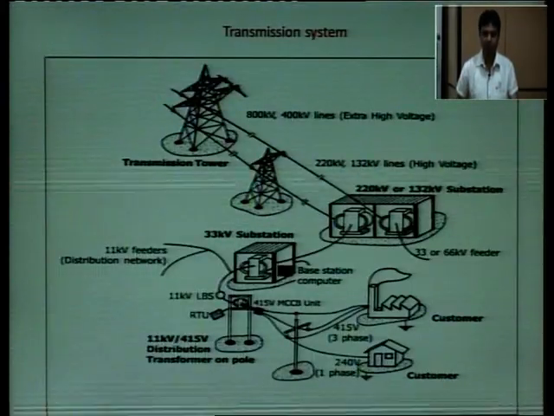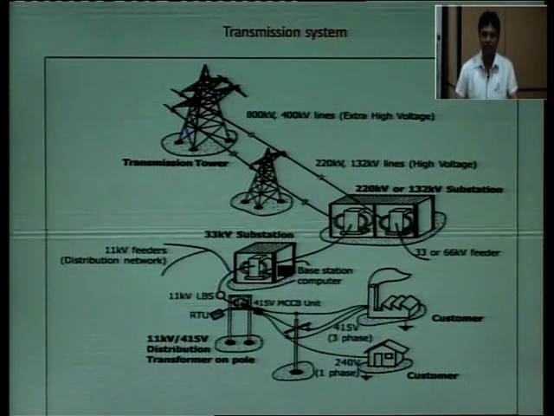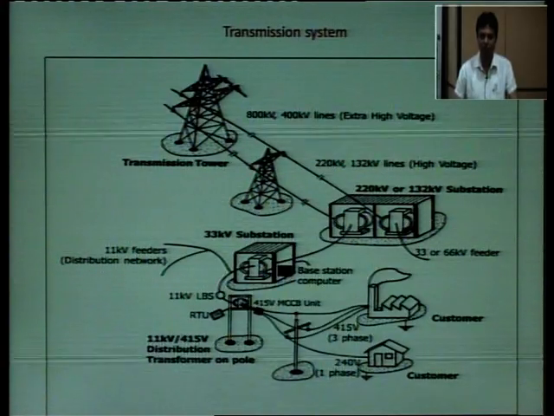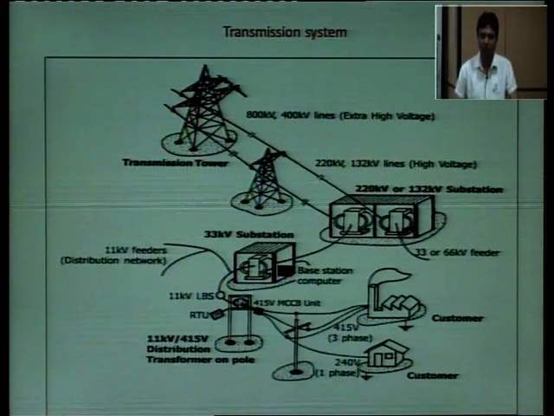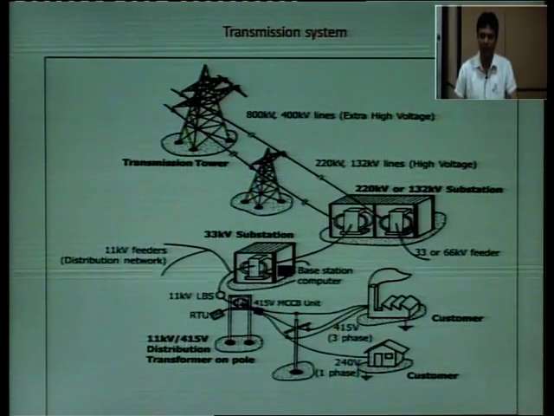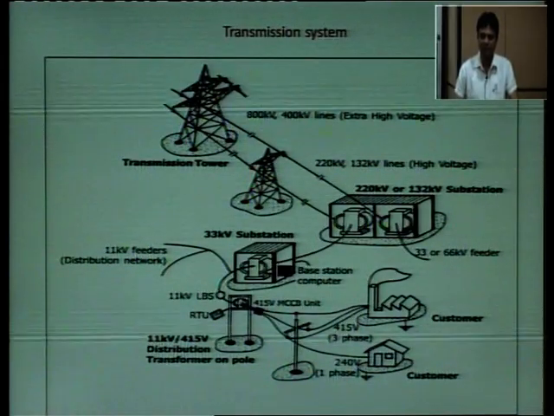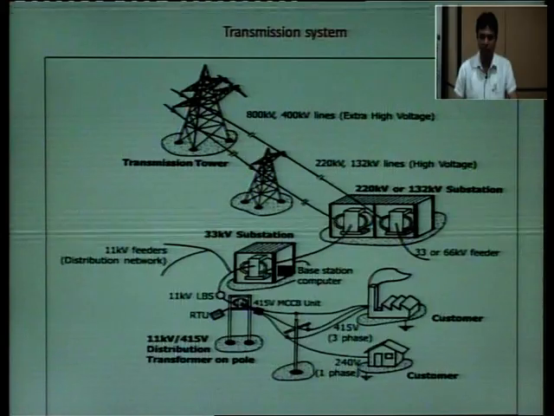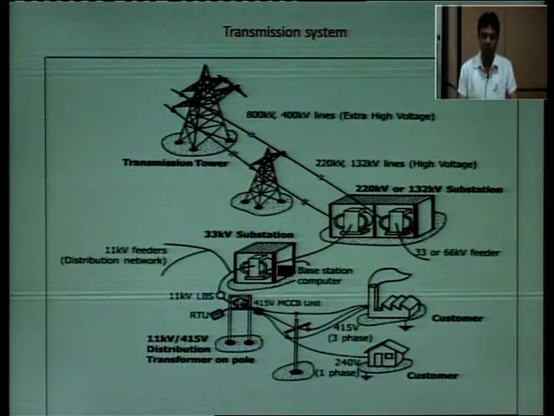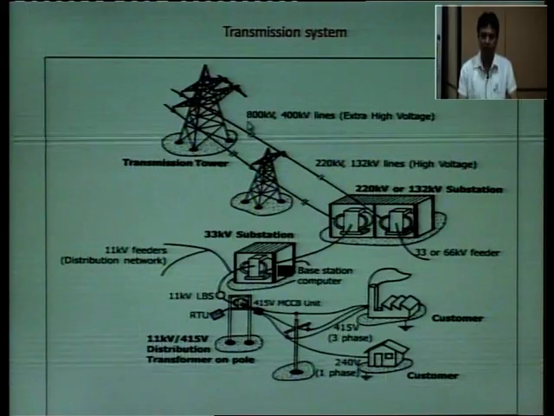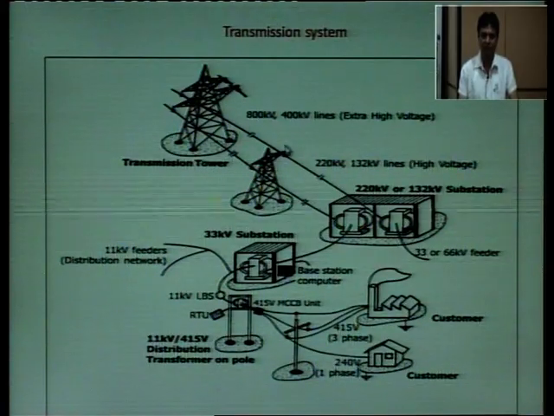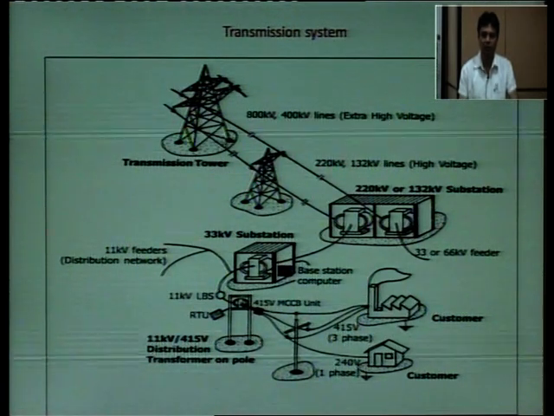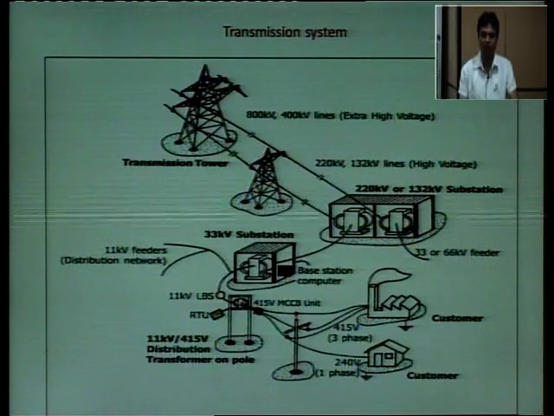This is the picture showing our transmission system, how electricity is produced and how electricity reaches our houses. These are the transmission lines. These transmission lines travel from tower to tower, tower to tower.